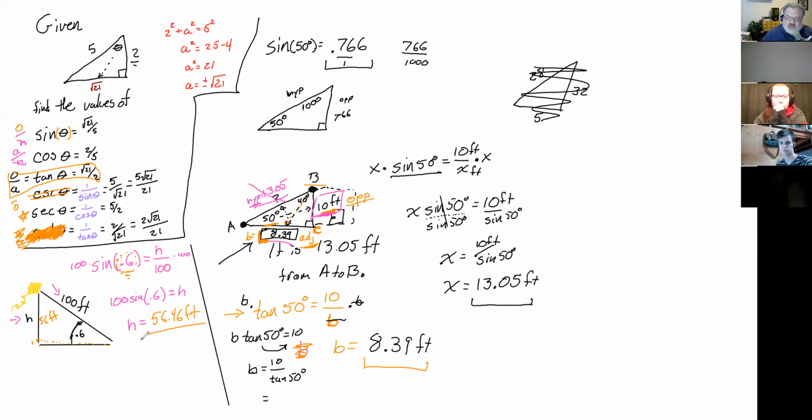And of course, you'd want a sentence. The kite is 50 feet high. Always answer your word problems in sentences. Use better writing than that.